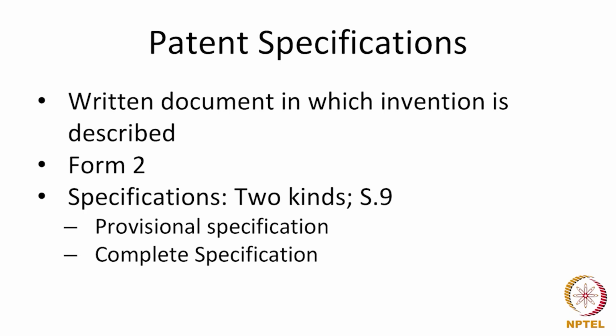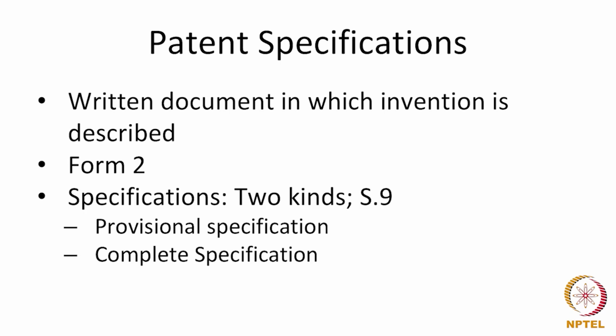Form 2 is a separate form which will contain the patent specification. The specification will encompass the details of the invention, whereas Form 1 will have details about the inventor, about the type of application, the mode in which the application is filed, and the fees that is to be paid. The Form 1 will have all the administrative details about the invention, whereas Form 2 will have the substantive details about what the invention is.